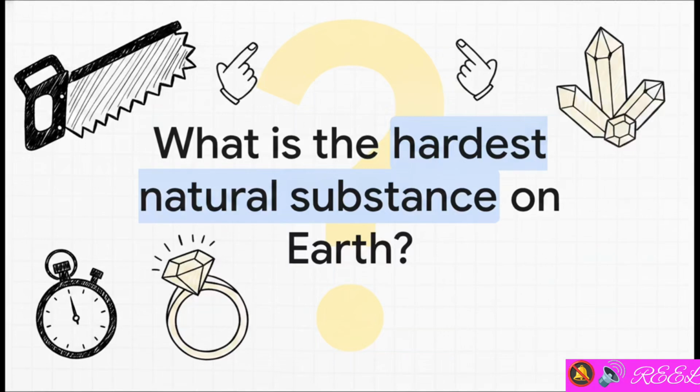Is it A, gold, B, iron, C, diamond, or D, quartz? 15 seconds on the clock. Go. Okay, lock in your letter.